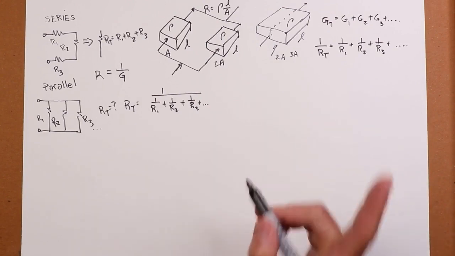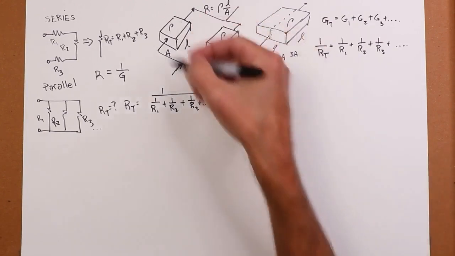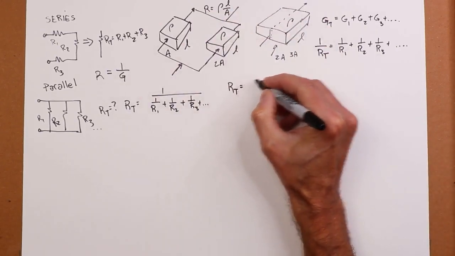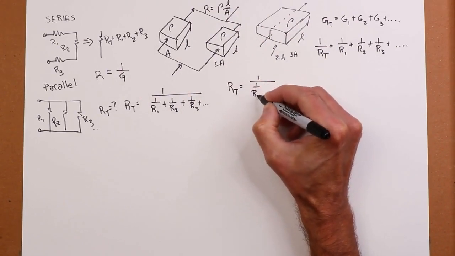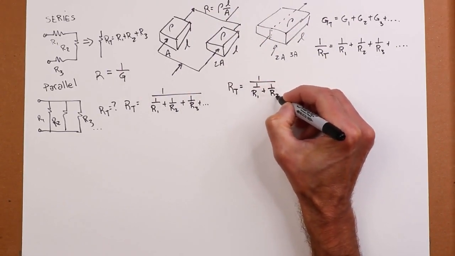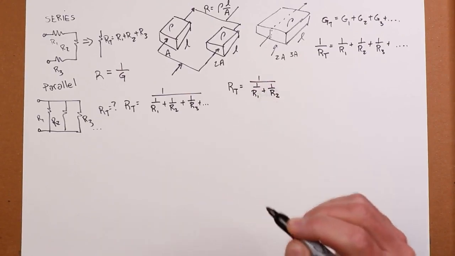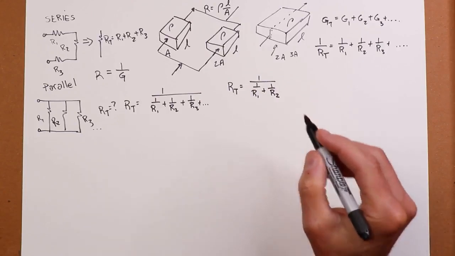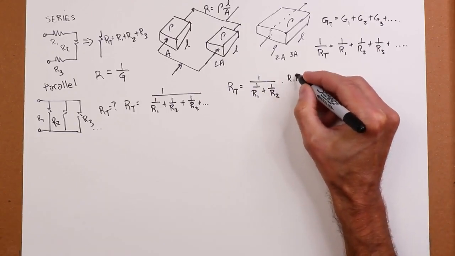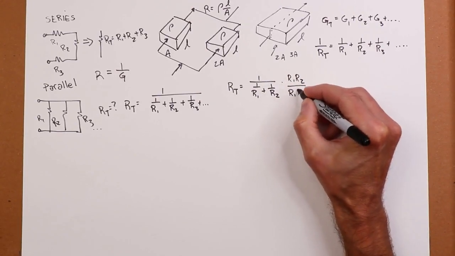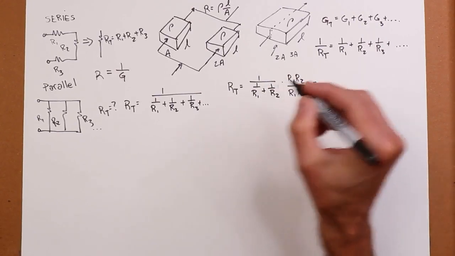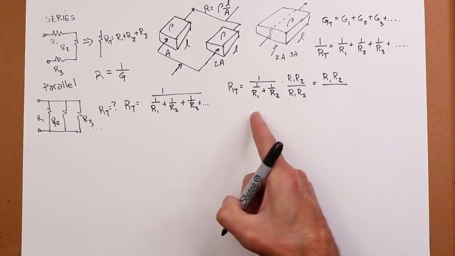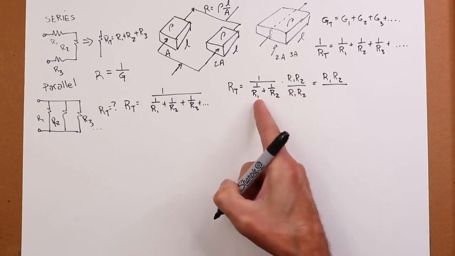If we're only looking at two resistors, which is a pretty common situation, that's what we started with, what we say is that total resistance is equal to 1 over R1 plus 1 over R2. All right. Now, if I multiply through by the product R1 R2, divided by R1 R2, what we wind up with is R1 times R2 over R2 plus R1, right? We multiply this by R1 R2.